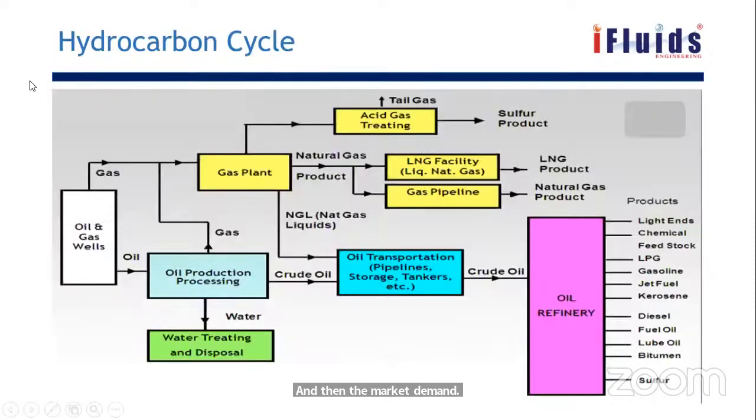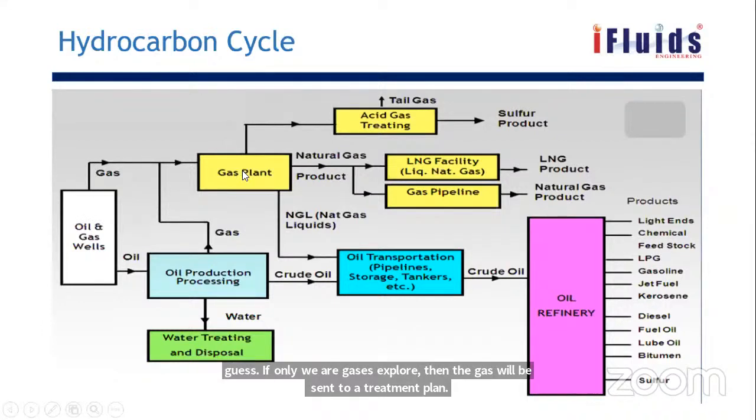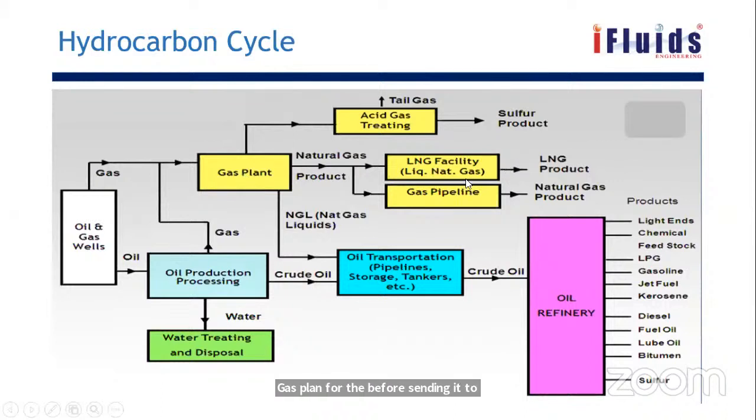So this is an overall schematic for the hydrocarbon cycle. This is a schematic block diagram. First, oil or gas will be taken from the well through exploration. There are different wells, like oil wells, gas wells, or a combination of oil and gas. If only gas is explored, then the gas will be sent to a treatment plant, a gas plant, before sending it to the final user.